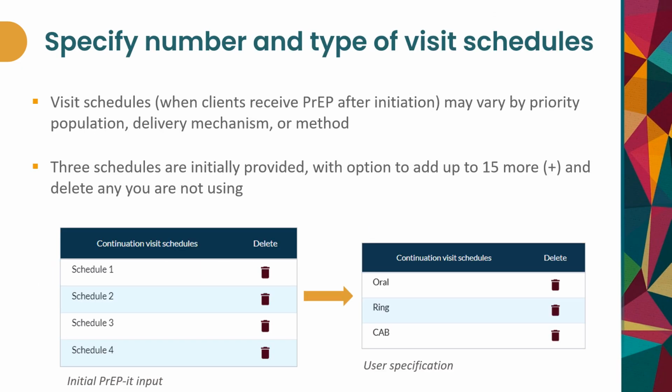First, you need to think about how many different types of visit schedules there are in your program, meaning different patterns of when clients receive their PREP after their first initiation visit. There may be just one schedule for all clients, or schedules may vary by priority population or method. PREP-IT initially provides space for 4 different visit schedules, with the option to add up to 15 more by clicking on the plus sign. If desired, you can also rename the schedules as shown in the example here, where the user has 3 schedules, one for each method: pill, ring, and CAB PREP.